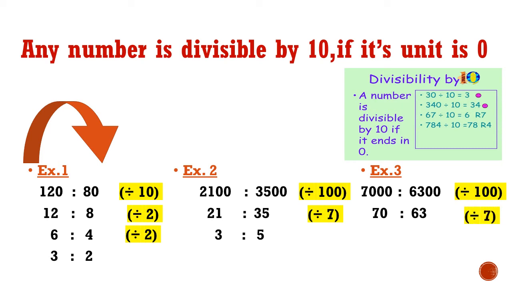Both of them can divide by 7. Then 70 divided by 7 equals 10, and 63 divided by 7 equals 9. And this is the simplest form because 10 and 9 are two consecutive numbers.